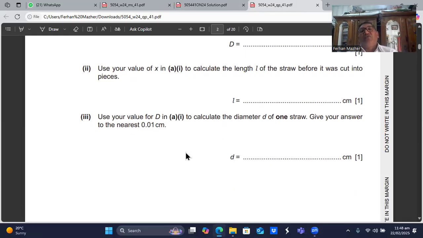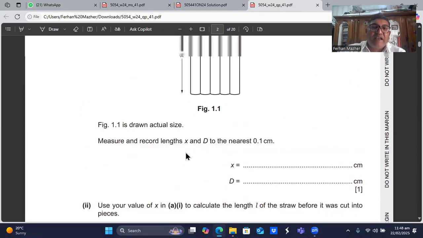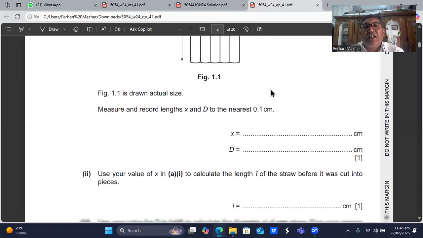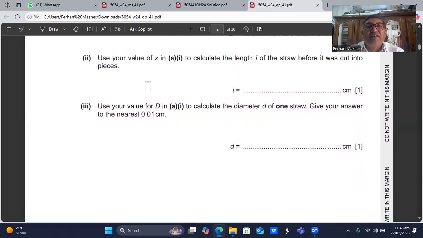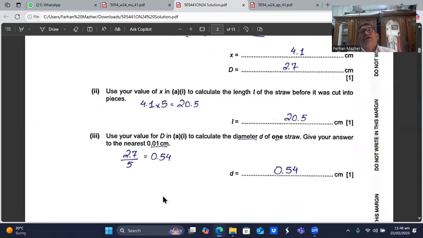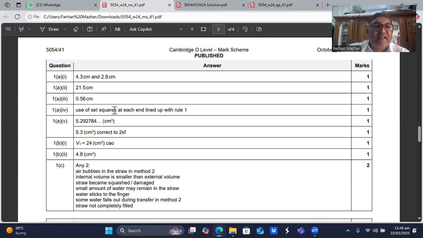Then: use your value for D in part (a) to calculate the diameter of one straw. Give your answer to the nearest 0.01. You see, you have placed 5 straws side by side. So 1, 2, 3, 4, 5. So basically this capital D value represents the 5 diameters. So whatever the D value is, just divide it by 5 and you will get the diameter of one straw. Our reading was 2.7, so I will divide 2.7 by 5. I get 0.54 centimeter. So my answer is 0.54 centimeter.